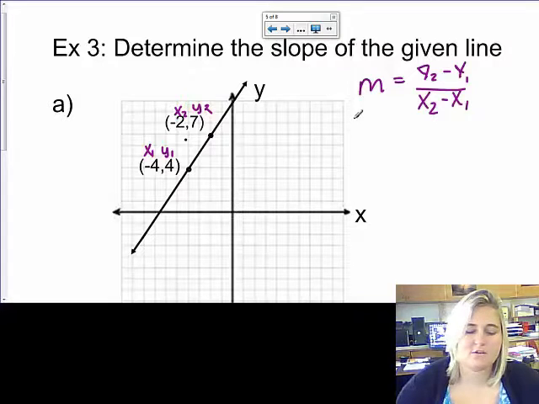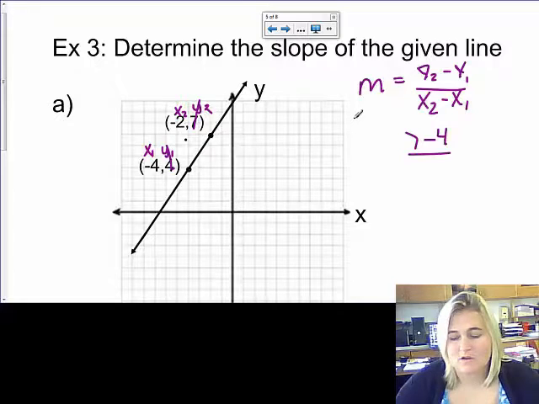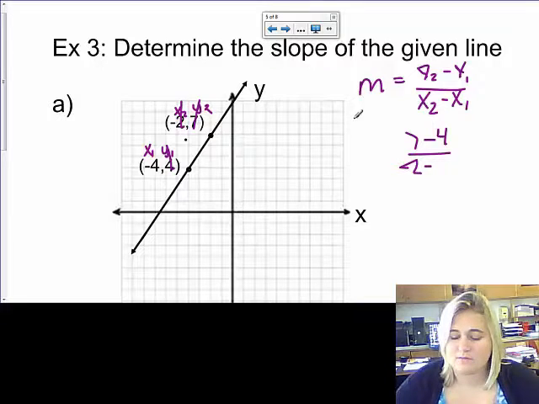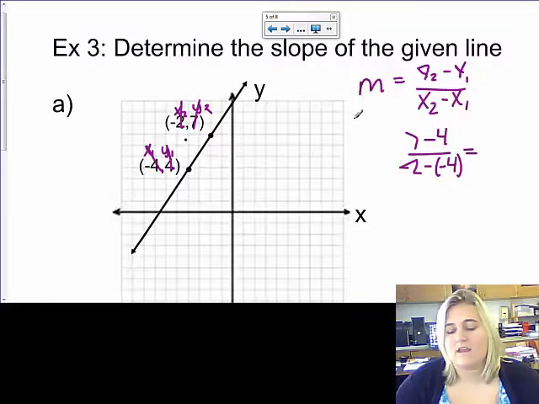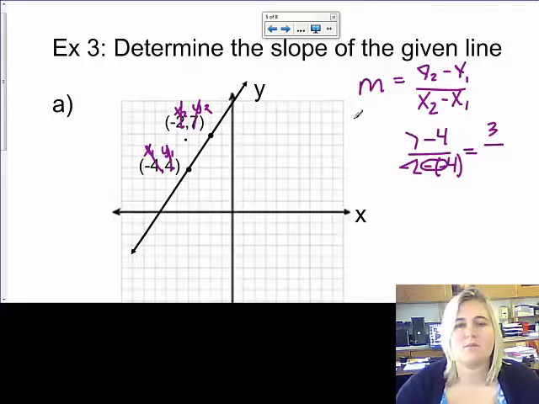So my y sub 2 is 7 minus my y sub 1 is 4 over my x sub 2 is negative 2 minus my x sub 1 is negative 4. So whenever I do this math, I have 7 minus 4, which is 3, over negative 2 minus the negative here gives me a positive. So negative 2 plus 4 is going to give me 2. And this is how I leave my slope.